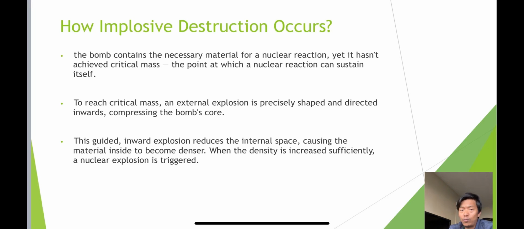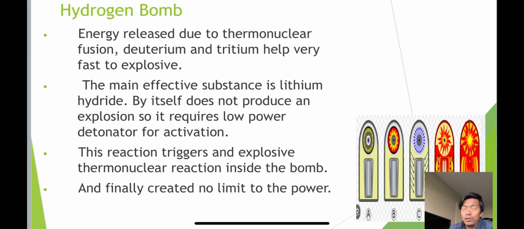Now I'm going to talk about the hydrogen bomb. In a hydrogen bomb, energy is released due to thermonuclear fusion. This is another principle, which mainly involves deuterium and tritium, which help it explode very fast. The main effective substance is lithium hydride. By itself it does not produce an explosion, so it requires a low power detonator for activation. This reaction triggers an explosive thermonuclear reaction inside the bomb.